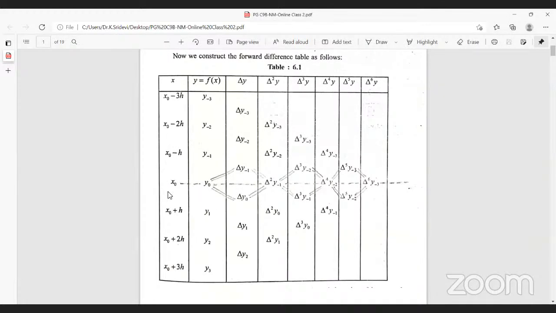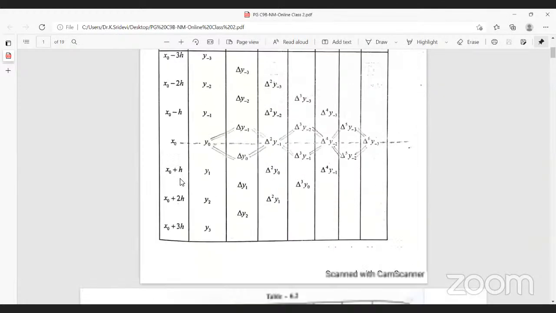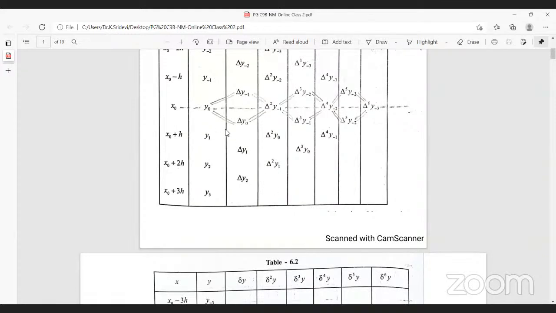Here I am taking x naught as the middle value for x. So remember this table. What is the middle value of x here? It is x naught, and according to this, the corresponding y value is y naught. So this is the central line, which I am showing: x naught, y naught, delta square y minus 1, delta to the power 4 y minus 2, delta to the power 6 y minus 3 is the central line in this table.